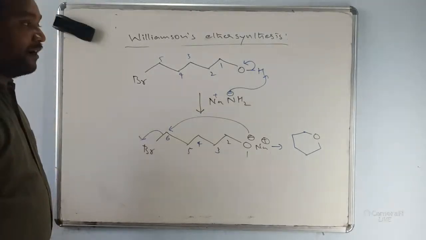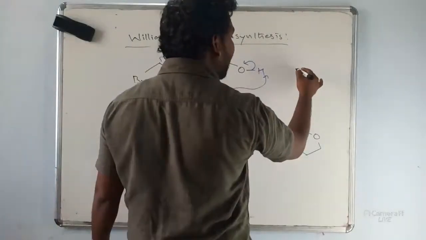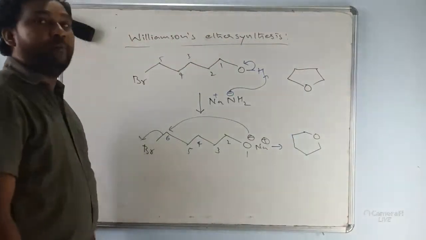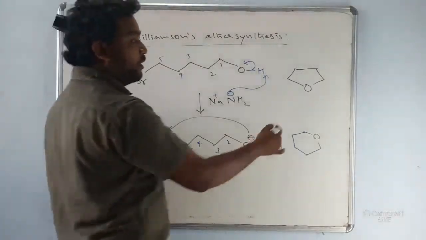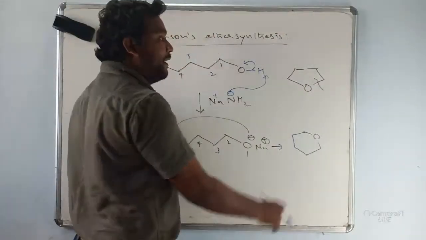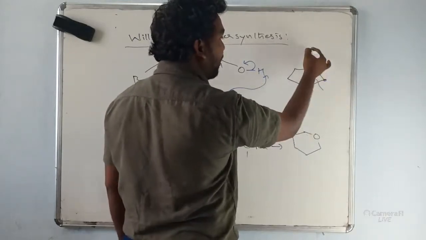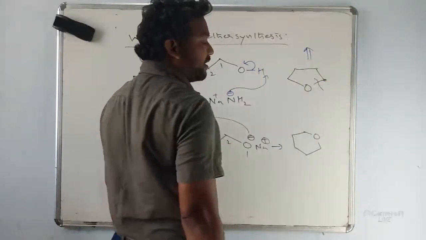Similarly, can you prepare THF, tetrahydrofuran? Can you suggest a suitable way to prepare this compound? Very simple. So break this bond here. This group is coming from the alcohol. This carbon comes from the alkyl halide. Go to the retrosynthesis in the reverse way.